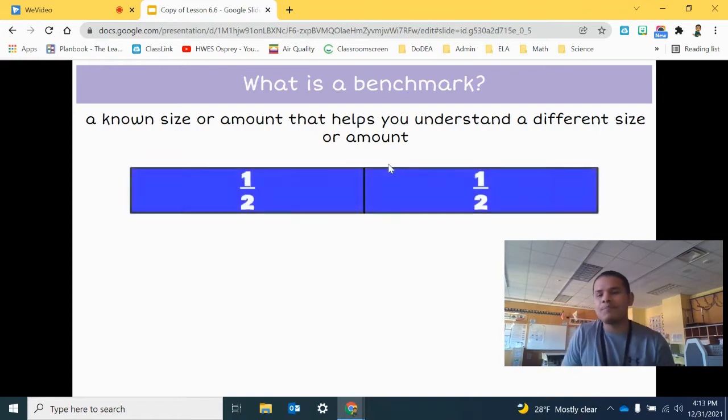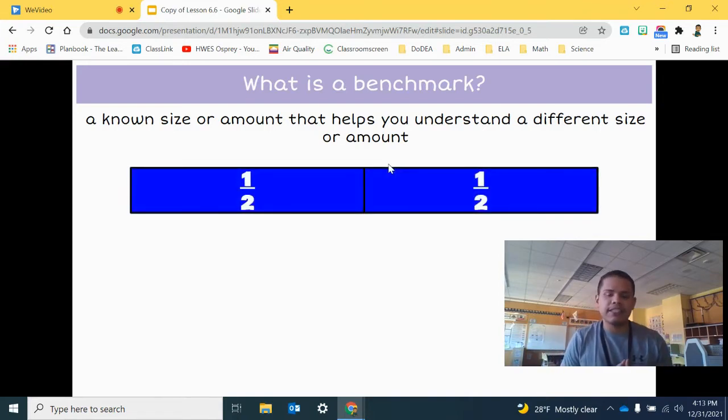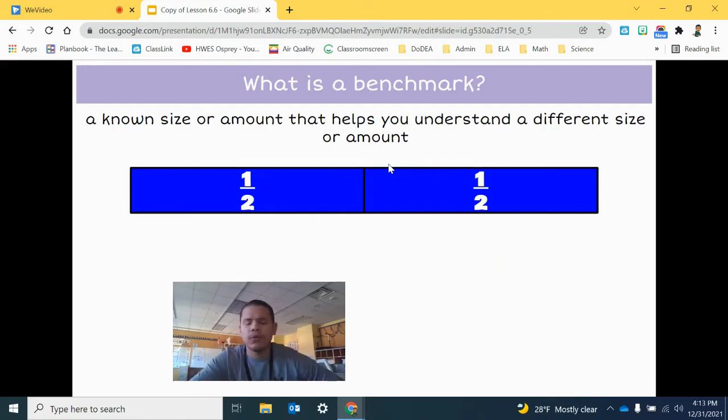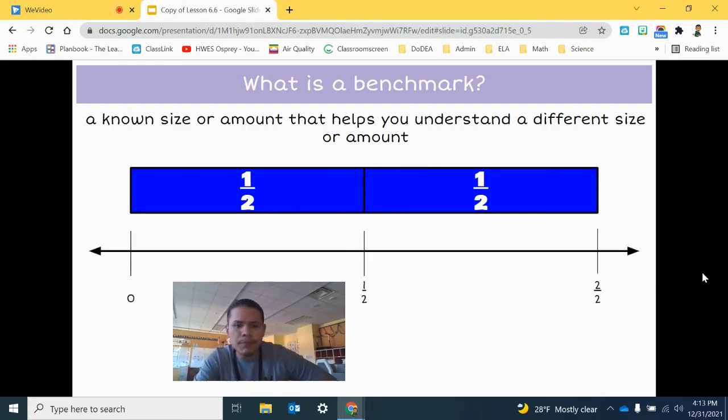Okay. So we're going to be looking at benchmark fractions today, and I just gave away the most important one we're going to be using today. We're going to be using 1/2. Okay. So if you look at this number line right here, right at the halfway point or right in the middle, that is a fraction that I can use to help me whenever I'm comparing them to other fractions.